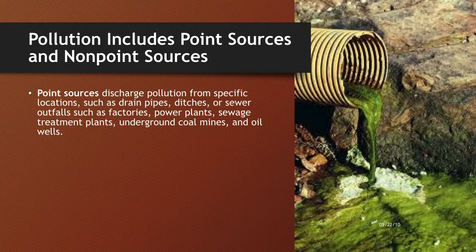Pollution control standards and regulations usually distinguish between point and non-point pollution sources. Factories, power plants, sewage treatment plants, underground coal mines, and oil wells are classified as point sources because they discharge pollution from a specific location, such as a drain pipe, a ditch, or a sewer outfall. These sources are discrete and identifiable, so they are relatively easy to monitor and regulate. It is generally possible to divert effluent from the waste streams of these sources and treat it before it enters the environment.